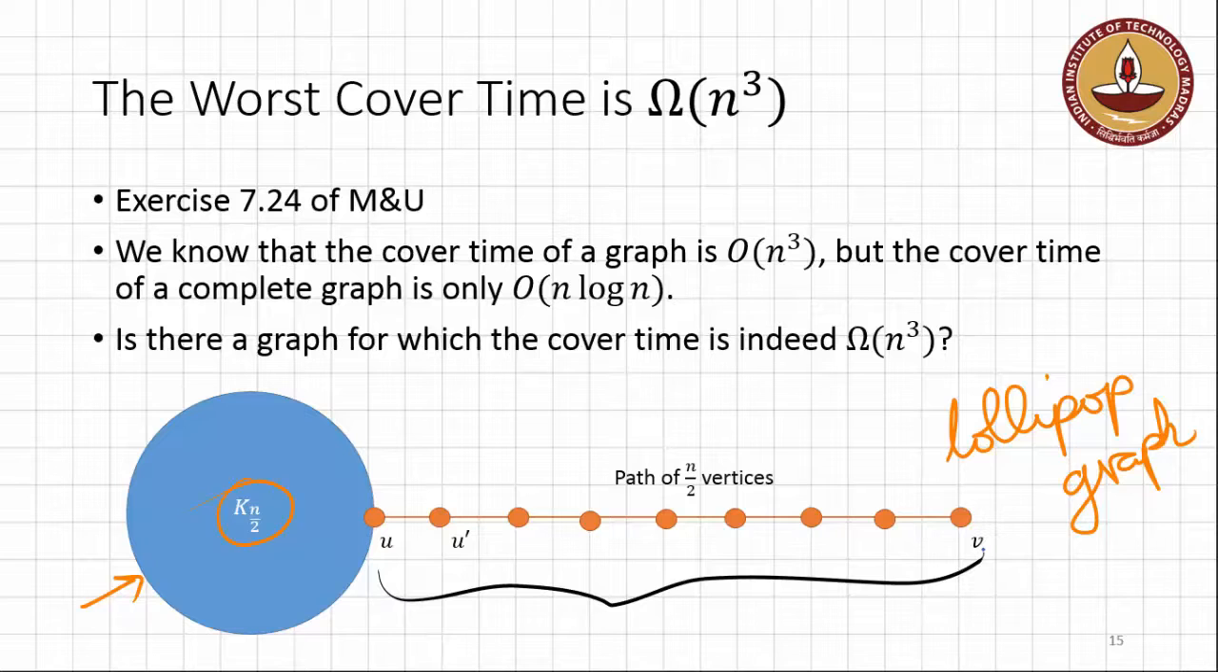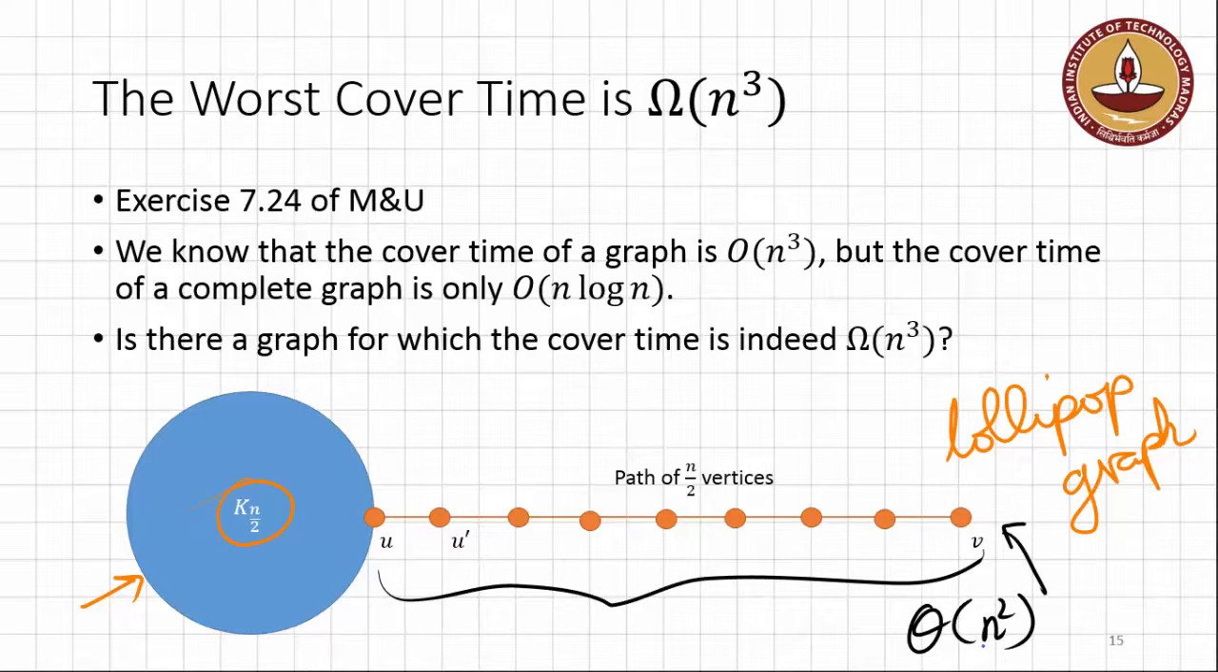Let's for the moment ignore the complete graph part of the lollipop. One way to do that is to say you start a random walk at this vertex v, and you ask how long that random walk takes to reach u. This is a question that we've already discussed in the lecture, and recall it will take theta of n squared, on expectation, of course.